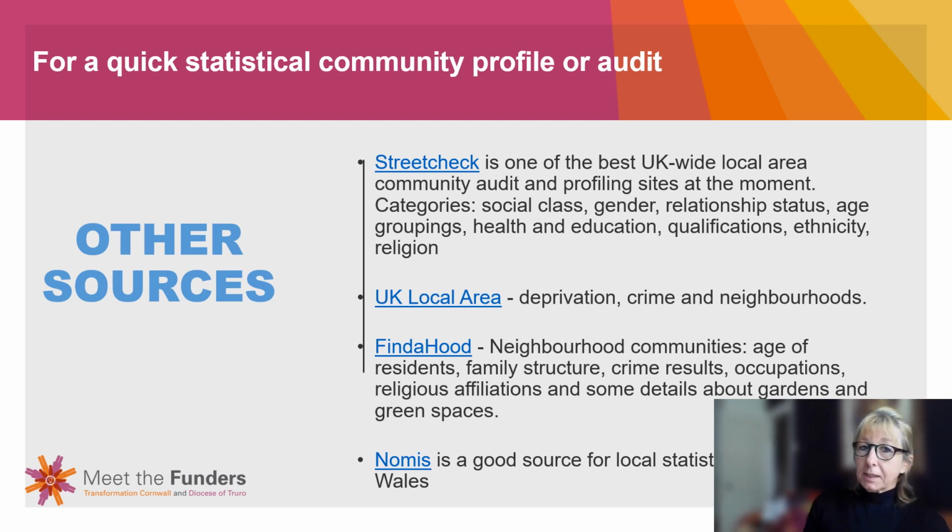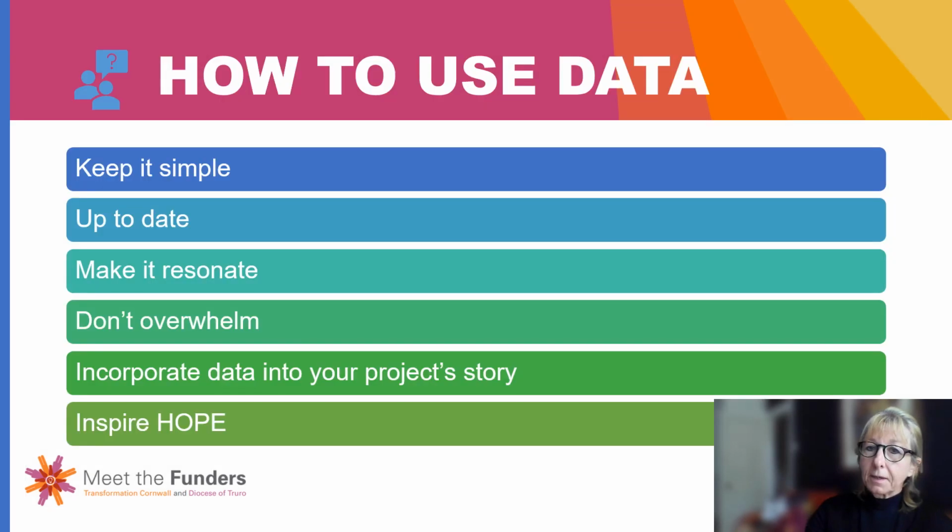For a quick statistical community profile or audit, there's Street Check, UK Local Area, Finderhood, Nomis. These resources can give you deprivation information, crime information, community, age groups, family structures. There's a lot of information in here. Some of it is not that up to date, but it's well worth looking at.